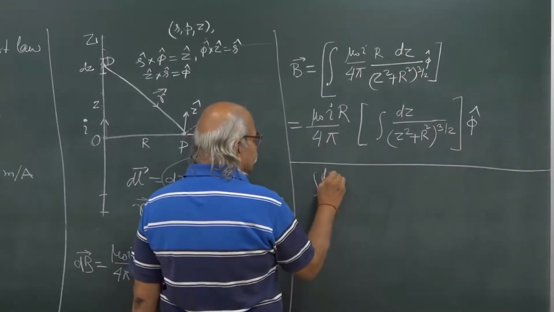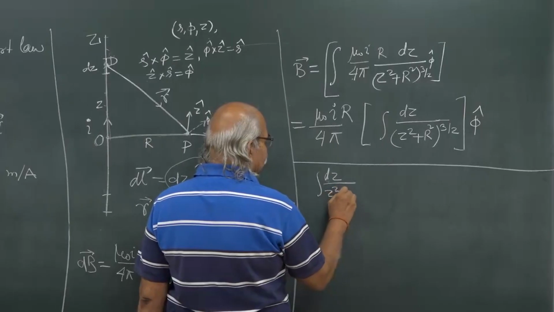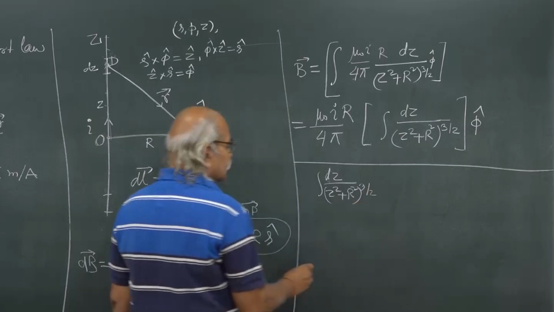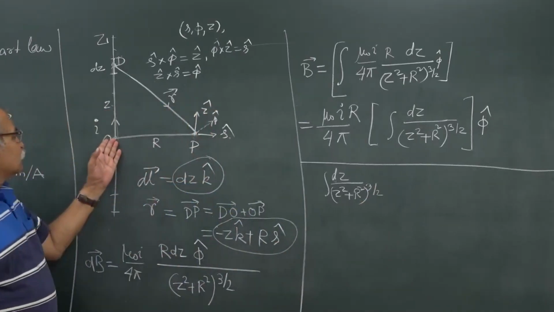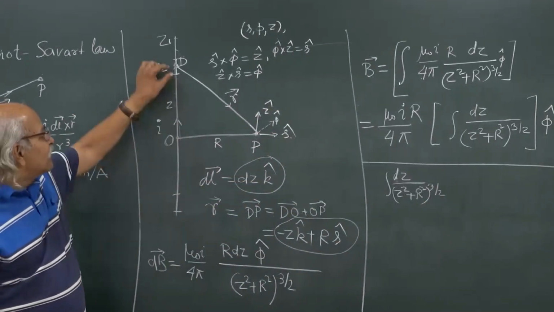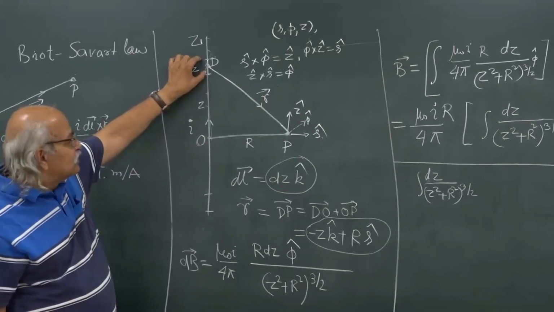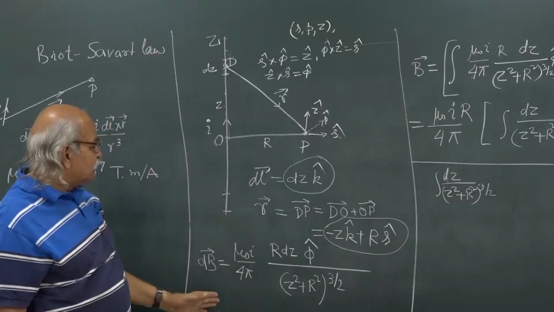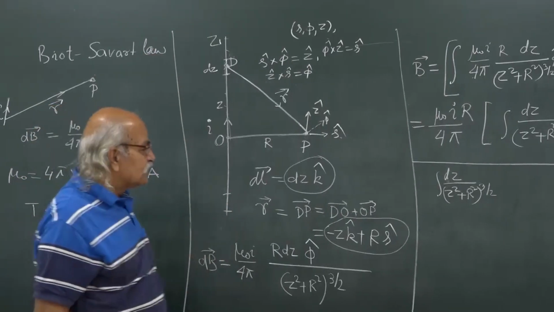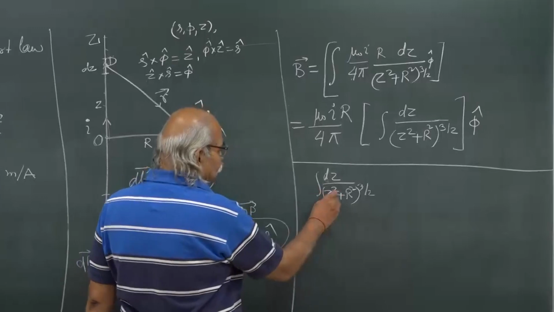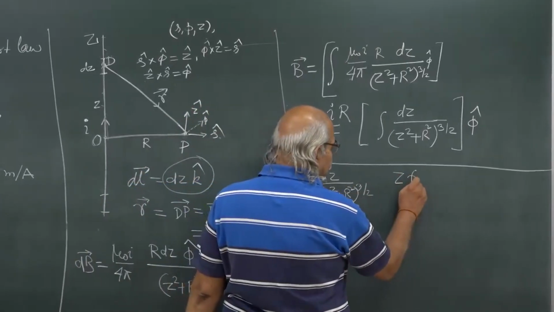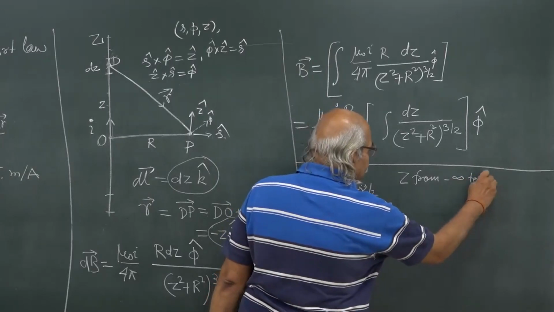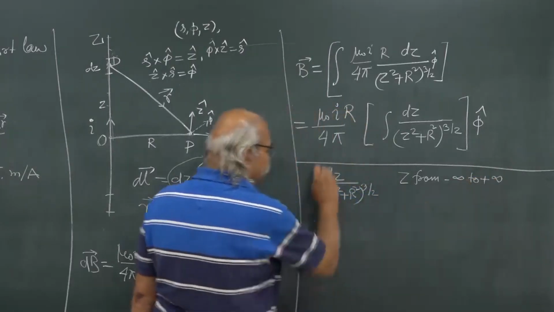We have to integrate dz over (z² + r²)^(3/2), and the limit is on z. At z we are taking this element dz. If I have to start from here and go up to here, we can put the limit minus infinity to plus infinity. So z goes from minus infinity to plus infinity. The procedure is very simple for this type.